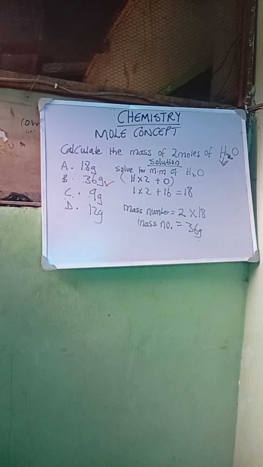It says calculate the mass of 2 moles of water. I hope people can see the board clearly. The answer is 36 gram. Let's move ahead to the next question.